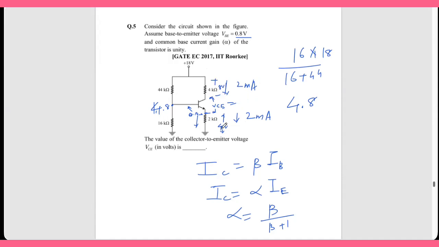This drop is 8 volt. This drop is 4 volt. So 8 plus 4 is 12. Applied voltage 18. Remaining will be VC. How much? 6 volt. 6 is the answer. Okay.